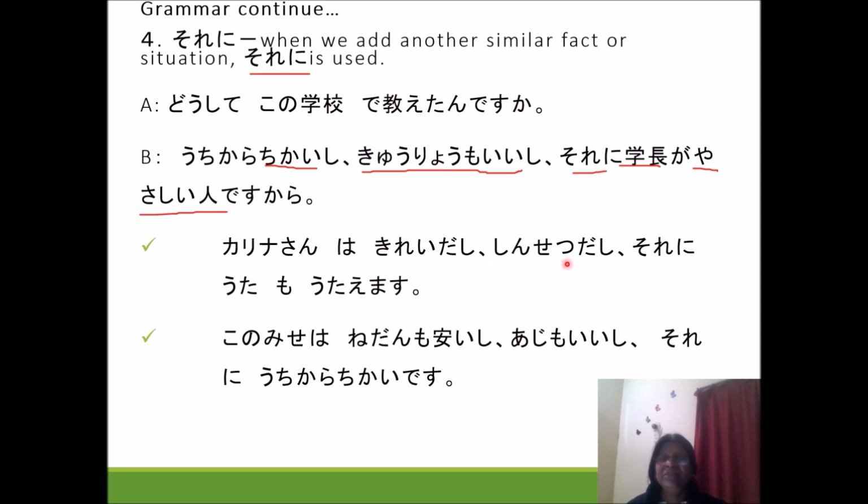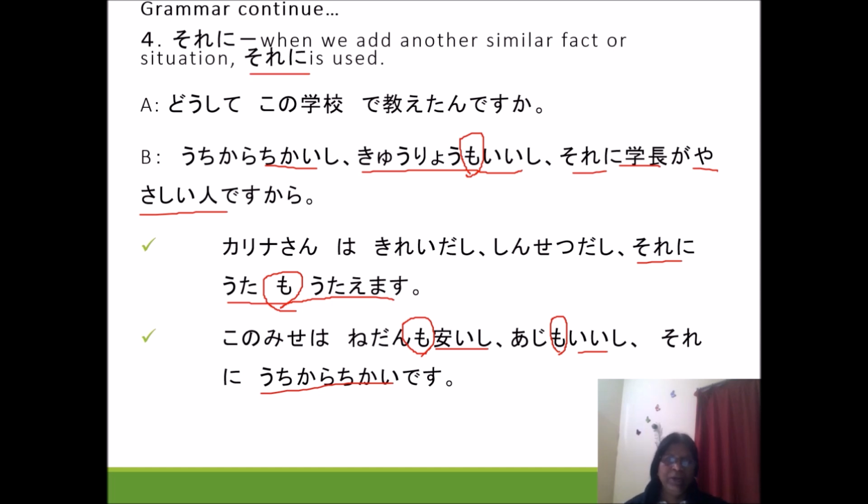Karina-san wa kirei da shi, shinsetsu da shi, sore ni uta mo utaemasu. Miss Karina is beautiful, kind. In addition to that, she can sing songs. So, after sore ni, another viewpoint or another fact will come. Next sentence is kono mise wa nedan mo yasui shi, aji mo ii shi, sore ni uchi kara chikai desu. Here also, nedan mo yasui, price is cheap. Aji mo ii, taste is good. Sore ni uchi kara chikai. In this shop, price is cheap, taste also good, and it is nearer to my house.